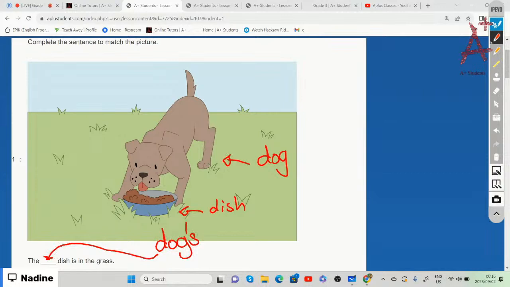So the dog's dish is in the grass. Once again, if you do not put the apostrophe, then it will give us the idea that that is actually a plural form, right? It will give us the idea that it is more than one dog. But in this case, it's specifically referring to this brown dog that we see on the picture in front of us. So the dog's dish is in the grass.